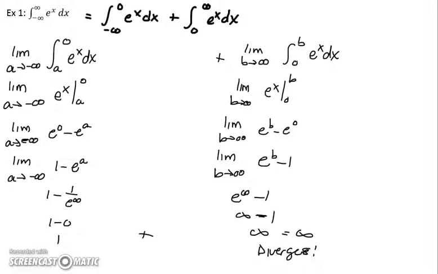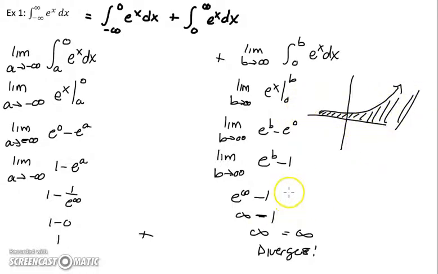So we have a divergent improper integral. If you think about what this means in terms of area, it should make sense. E to the x looks like this, and it continues to grow forever. If we're finding the area under this curve from negative infinity all the way to infinity, that area is going to be infinitely large. That's what we mean by divergent: we get an infinitely large area.